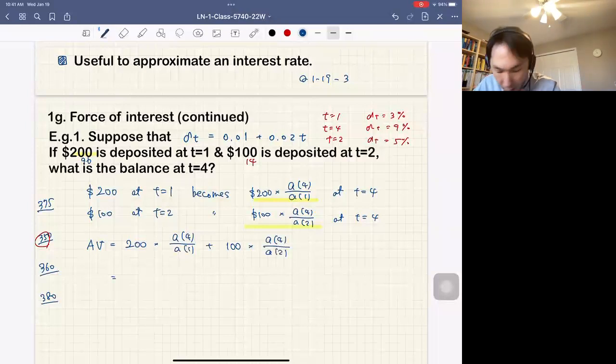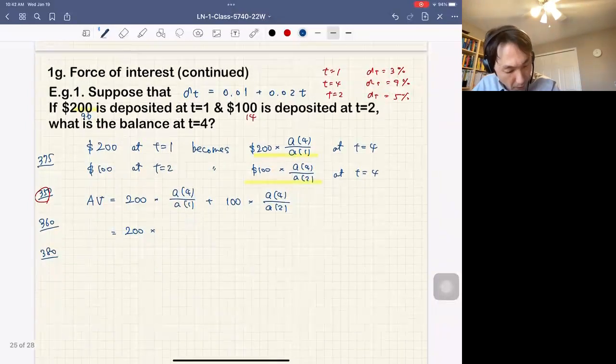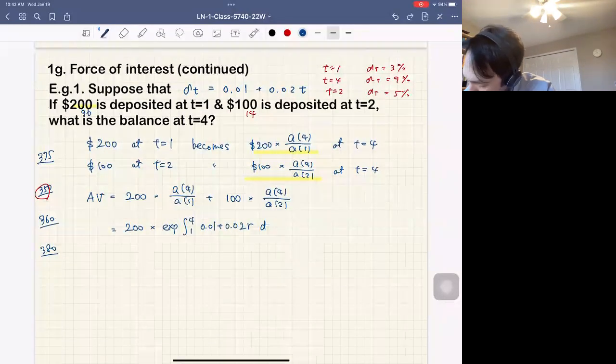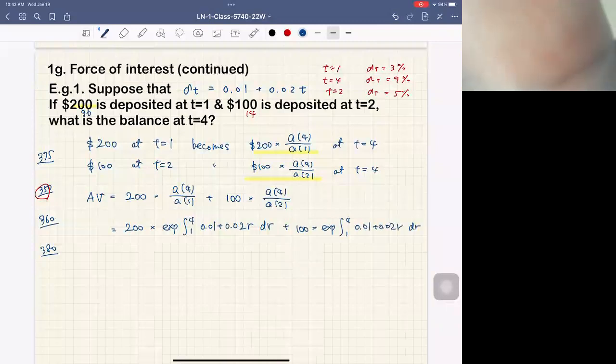Then what is this? This is 200 times the exponential of the integral from 1 to 4 of delta r dr, where delta r is 0.01 plus 0.02r dr. And plus 100 times the exponential of the integral from 2 to 4 of 0.01 plus 0.02r dr. Sorry, 2 to 4, yes, you're right.